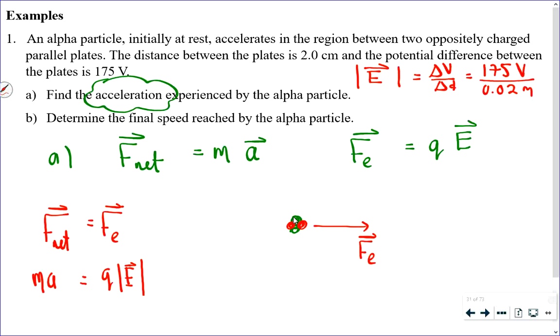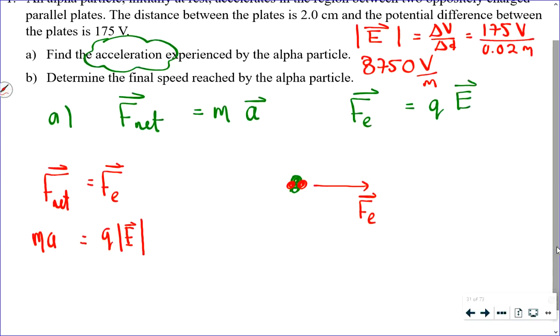Is it 87,500? 8750? Okay. So you get 8750. The electric field strength is 8750 volts per meter. And we don't want to, at this stage of the game, try to figure out where we're going to get the right units from. It all works out, okay?